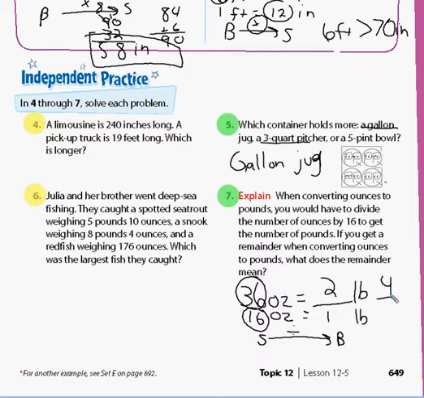Okay, that remainder is going to represent ounces. So 36 ounces is 2 pounds with an additional 4 ounces. So 36 ounces is 2 pounds 4 ounces. Let's go ahead and look at the next page.